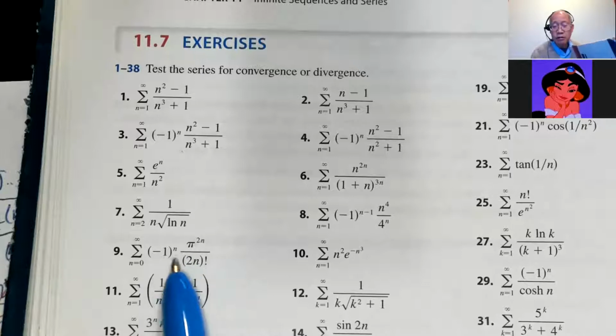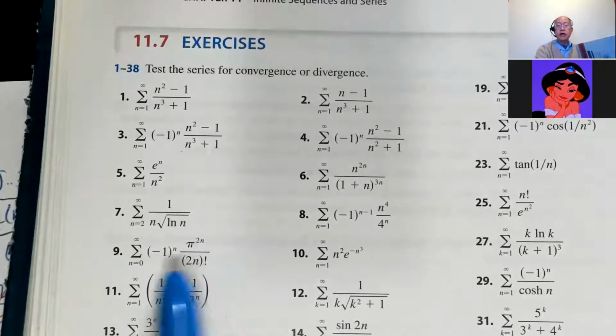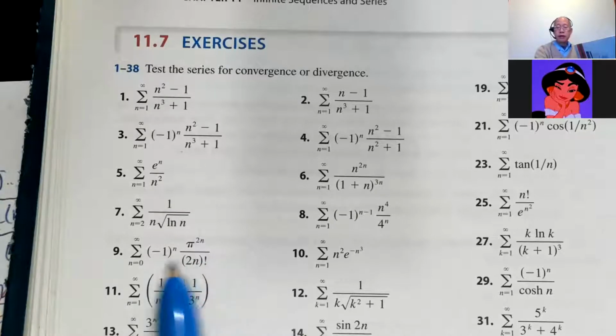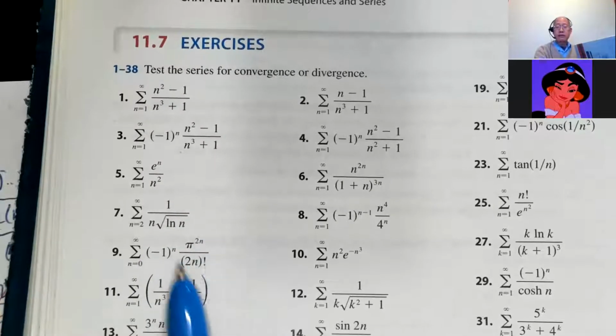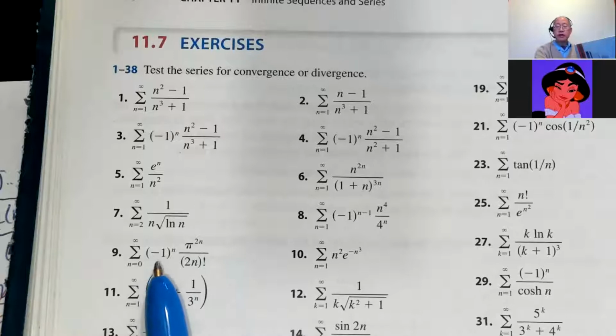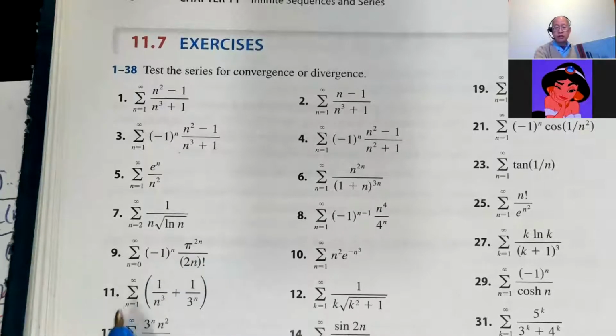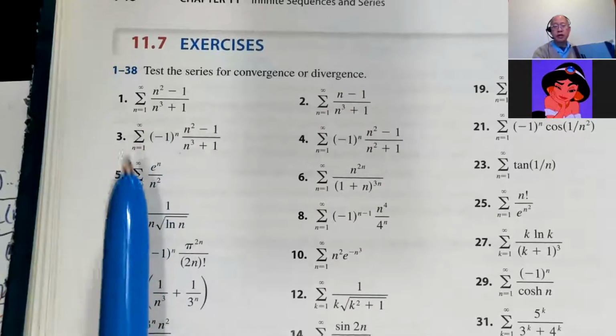9, there's a factorial. Looks like ratio test is good. Yes, it's alternating, but we have to contend with this. So ratio test, and remember when you do the ratio test, you have absolute values, and there's a -1. You can just ignore that because the absolute value of -1 is 1. The absolute value of 1 is 1. So ratio test for this. Okay, so those are some hints for some of these.